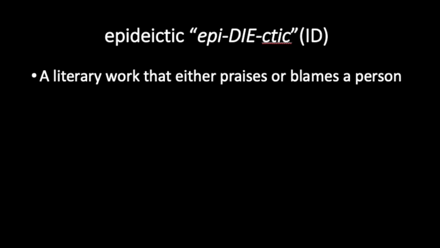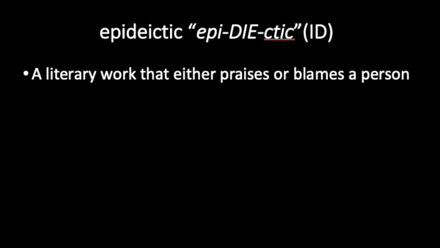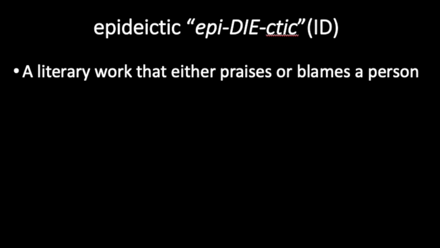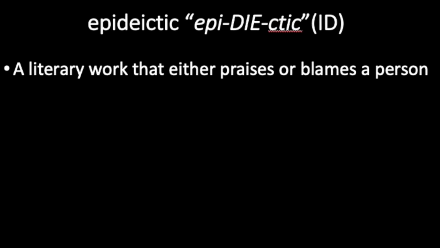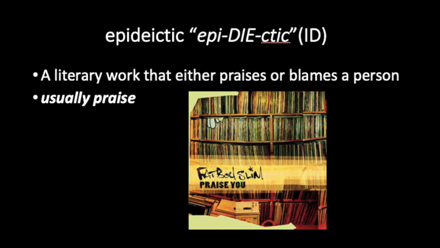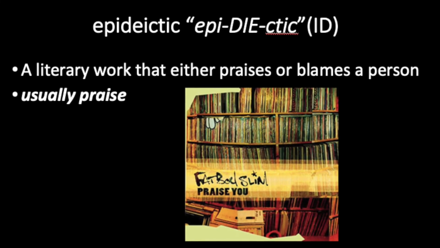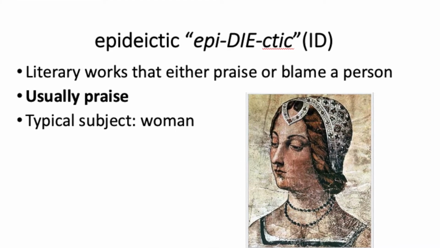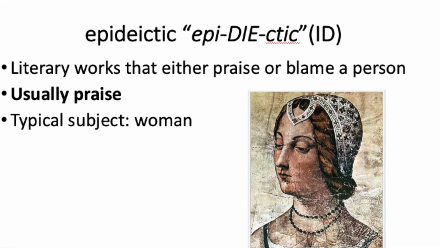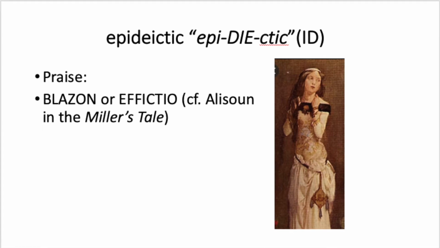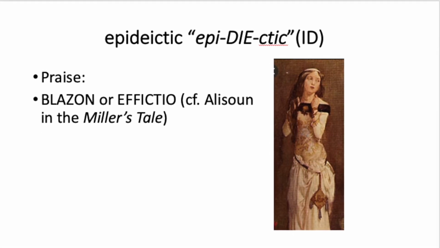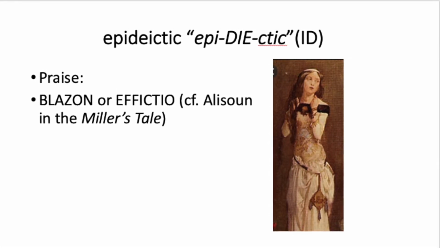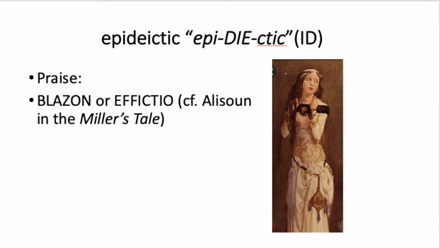Epideictic is a literary or rhetorical term that refers to a text that either praises or blames. Typically, an epideictic Renaissance text praises, and most often the object of praise is a woman. In other words, the term epideictic returns us in some ways to another ID that may appear on the final, blazon, or affectio.